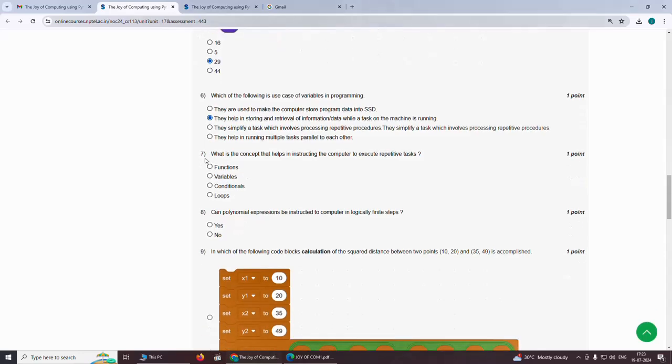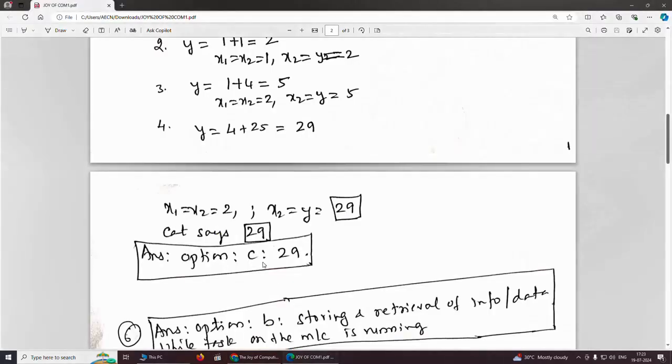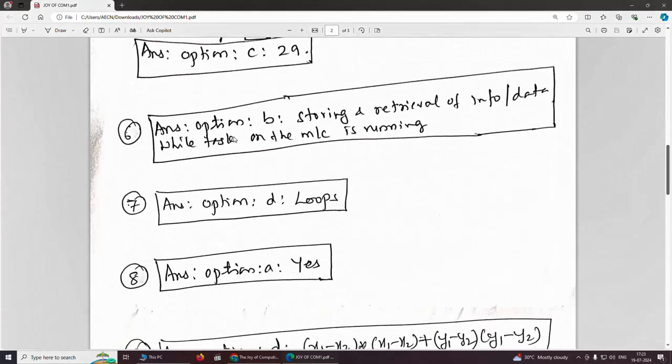Option B. Seventh question: what is the concept that helps in instructing the computer to execute repetitive tasks? It's of course loops, option D. So sixth is option B, seventh is option D, loops.